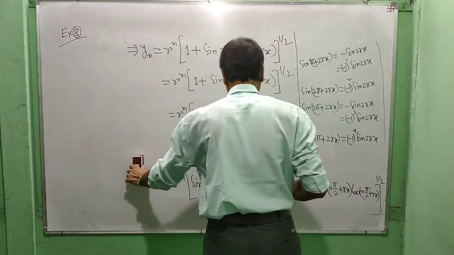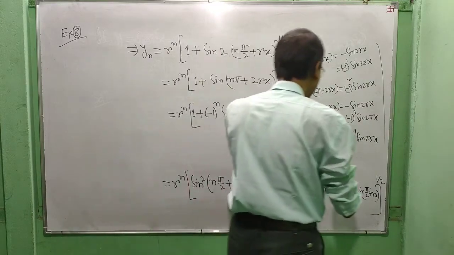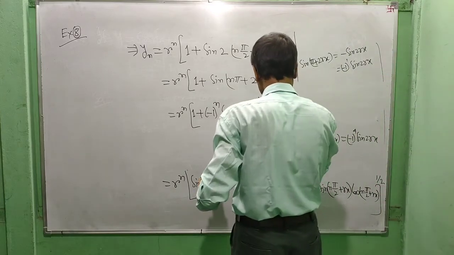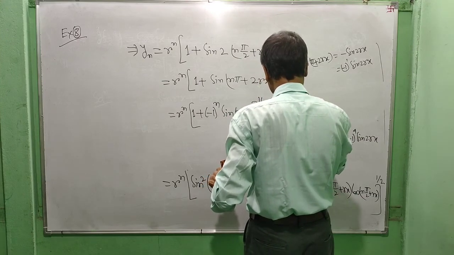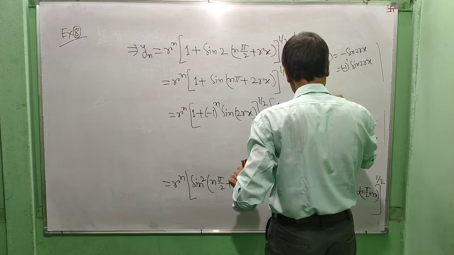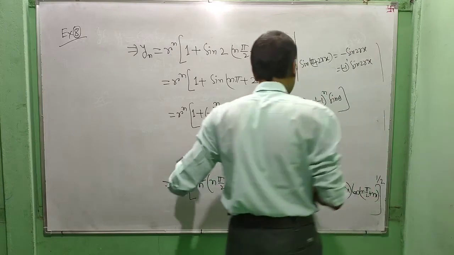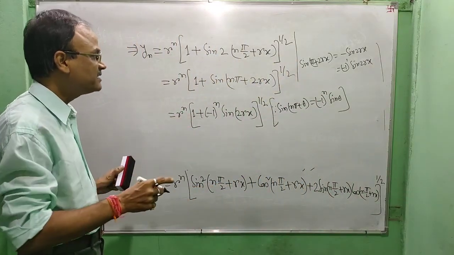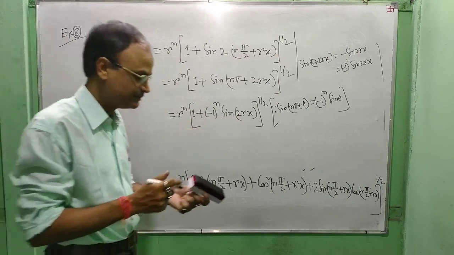We may write here that sin(n pi plus theta) is equal to (minus 1) to the power n sin theta. Therefore, yn is equal to this.